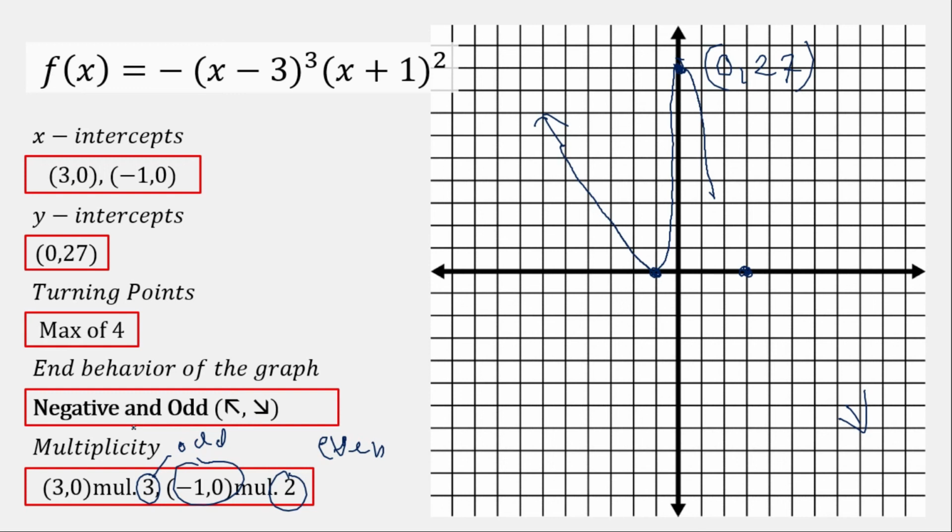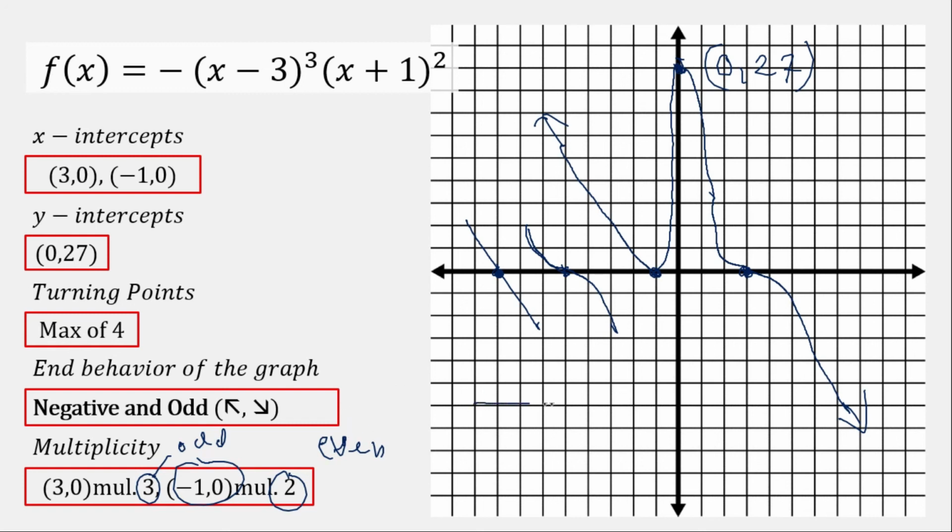But the thing is, 3 is greater than 1. So to make some distinction, we will make it flatten before we cross the x-axis. We will not just go straight through like on the other one. If it is a multiplicity of 1, then just like this. But in this case, we'll flatten it a little first and then cross the x-axis. So that's the difference. The greater the odd multiplicity, the flatter it is.